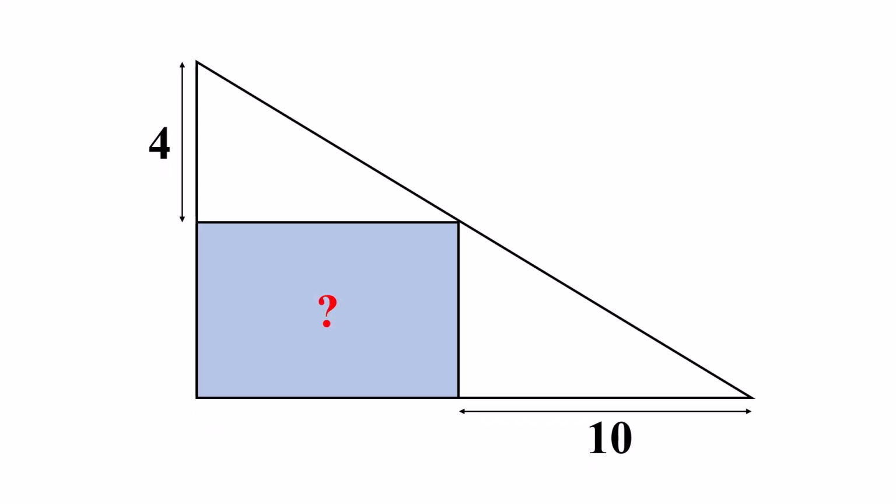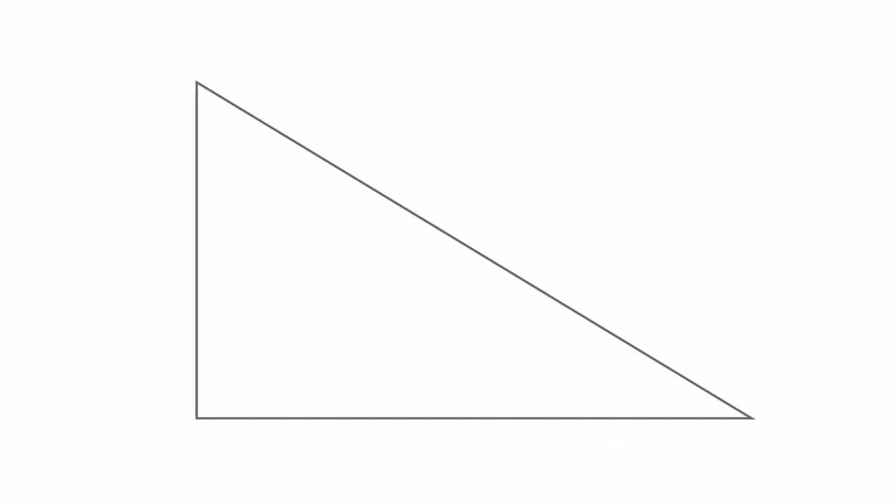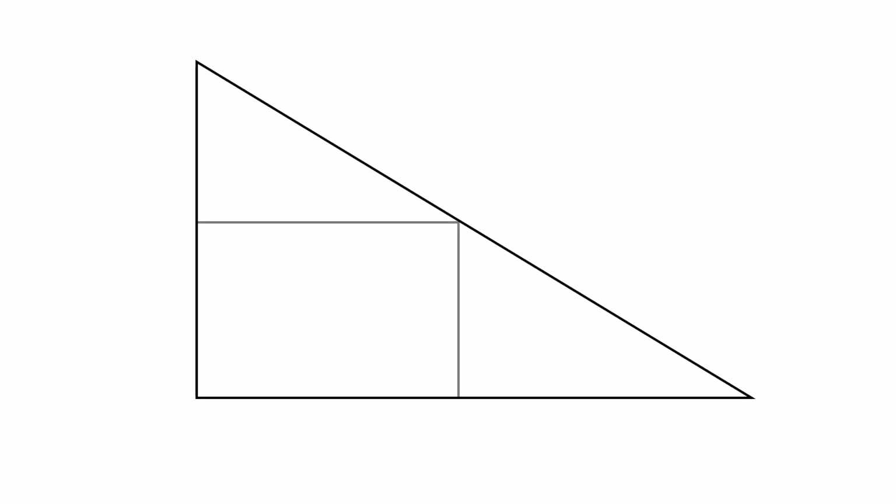In this video, we're looking at an interesting geometry problem. We have a right-angled triangle. Inside it, there is a rectangle perfectly inscribed under the hypotenuse. The vertical segment above the rectangle is 4, and the horizontal segment to the right of the rectangle is 10. Now the question is, can you figure out the area of this rectangle?